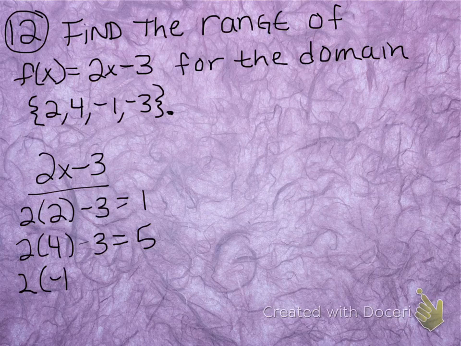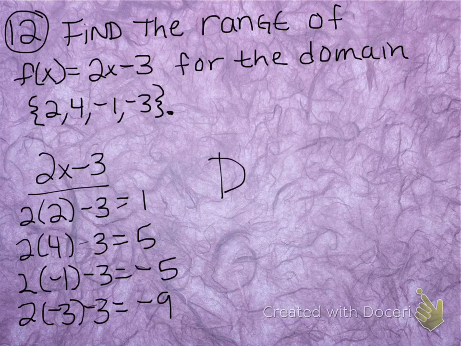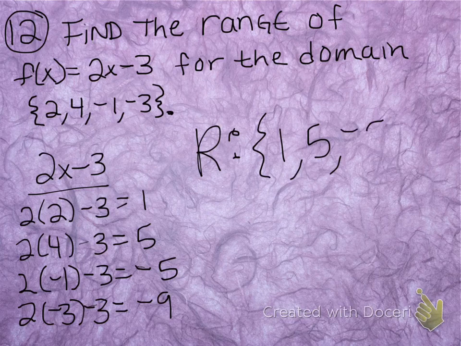Next is 2 times -1 minus 3. 2 times -1 is -2. Minus 3 gives you -5. And finally we have 2 times -3 minus 3, which gives you -6 minus 3, which is -9. So your range is going to be 1, 5, -5, -9.